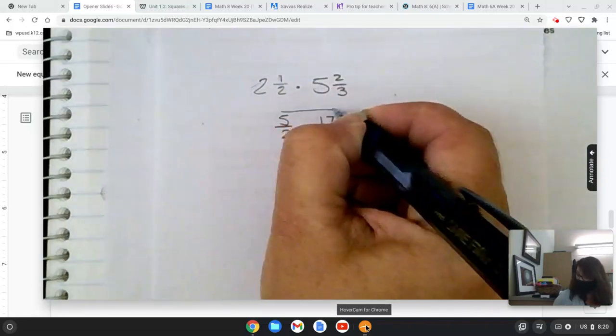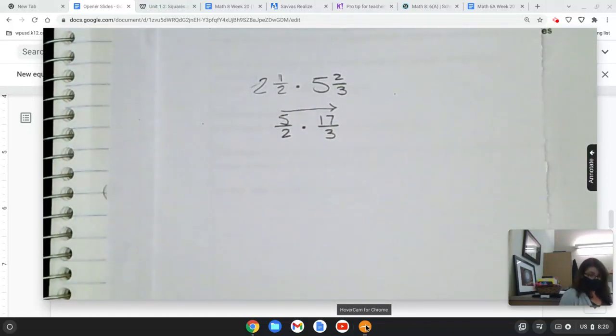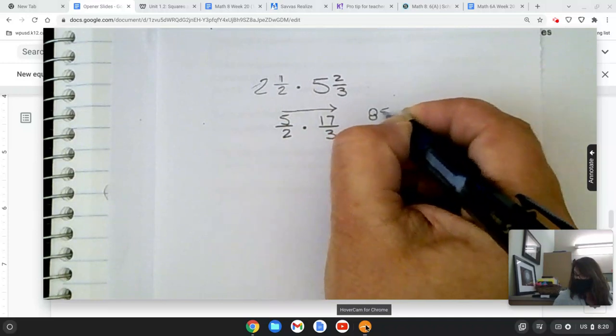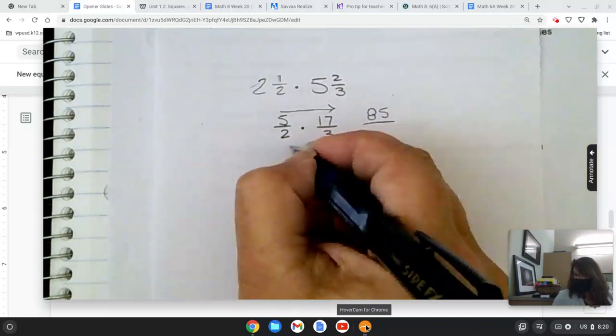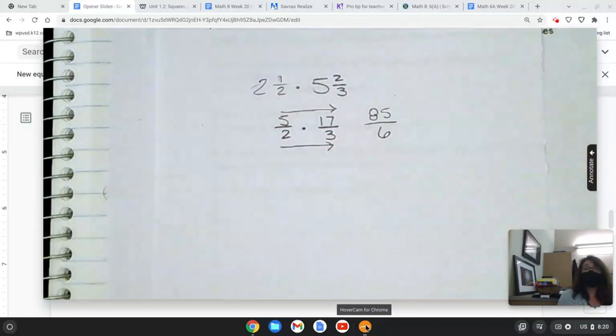Okay, so you multiplied your numerators and got what? 85. Multiplied denominators, got 6. Looking at this, it does not look like I could simplify it. But what could I do? Dylan?